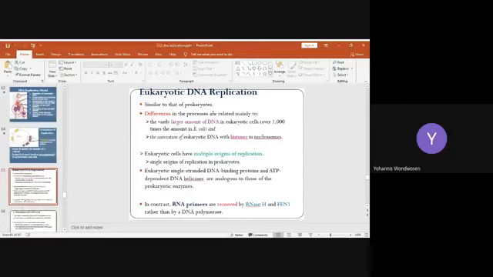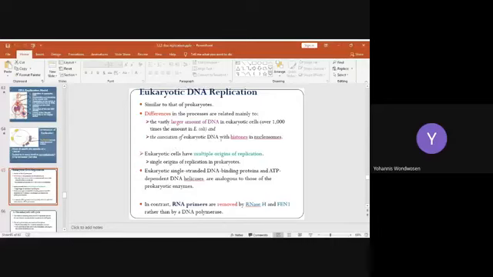Eukaryotic DNA replication is mostly similar to that of the prokaryotes, except for some differences. The differences in the process are related mainly to the vastly larger amount of DNA in eukaryotic cells. I told you that even the centers of replication, the forks or bubbles of replication, are much more numerous in eukaryotes. Eukaryotic cells, including us, have a lot of genes with long DNA structures.